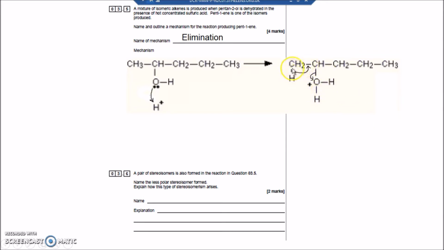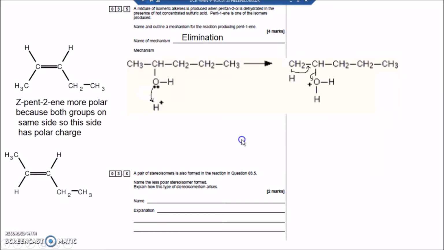Then one of the H's on the neighbouring carbon breaks off. It could have been this H here and made a double bond there, so there's no reason it has to be an H on the left. It could be one on the right, except the question says it makes pent-1-ene, so this will make pent-1-ene because it'll make a double bond between the two. So that's the mechanism there.